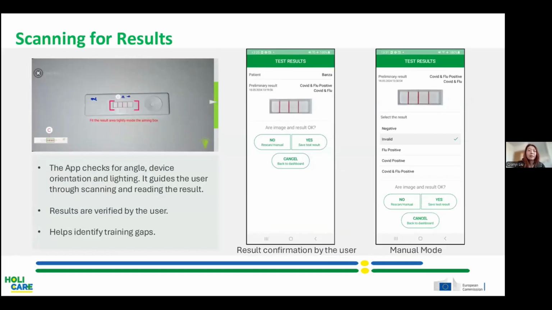When the user is using the app to scan the devices, the app checks that the camera is level, the device orientation is correct, which means that the sample well is on the right-hand side, as you can see from this photo, and there is sufficient lighting to identify the test lines before taking the picture. The result is then given on the next step. It will ask the clinician to confirm and, if needed, retake the picture. They also have the option to manually select the result before submitting it to the cloud.